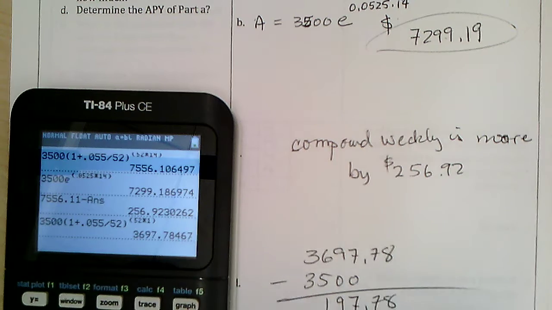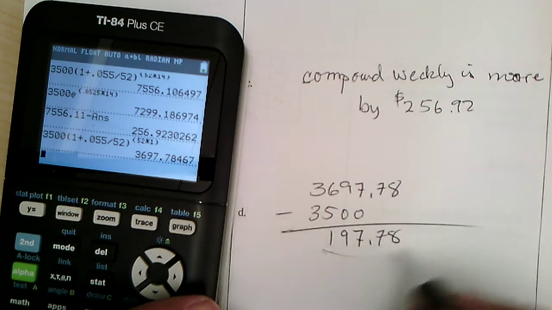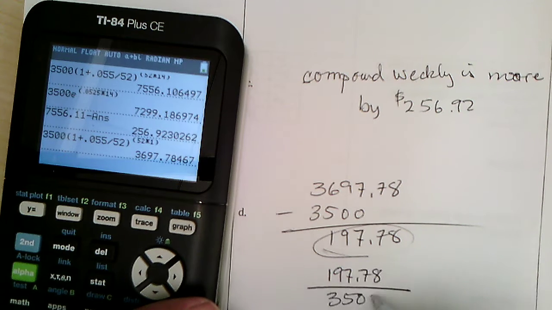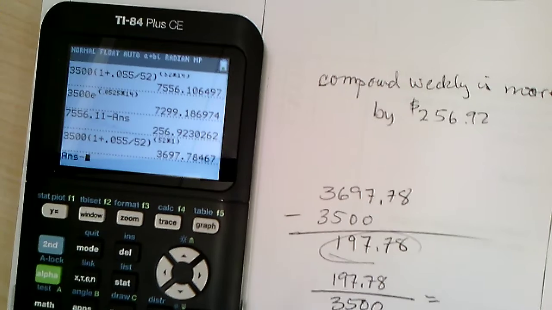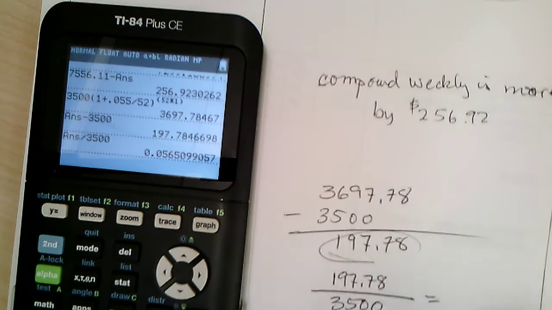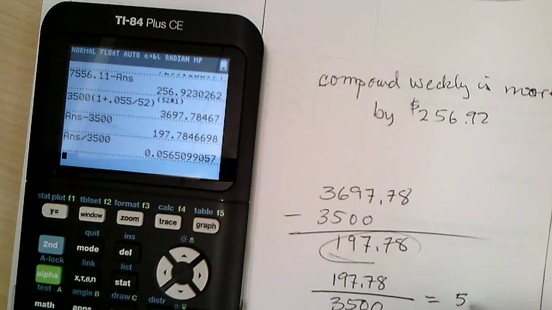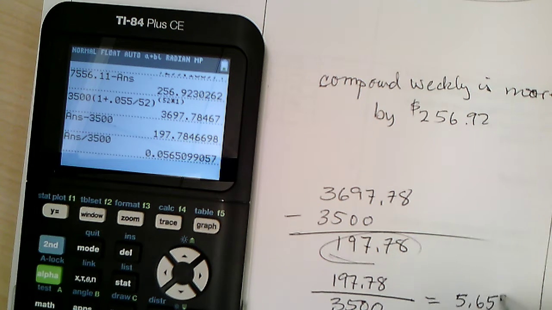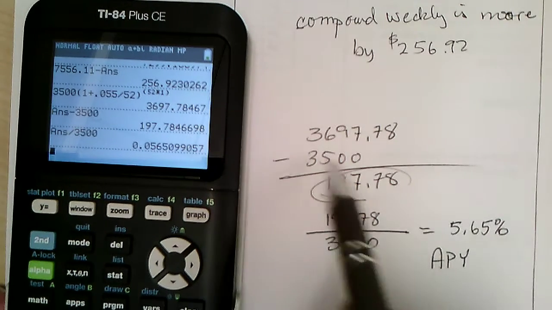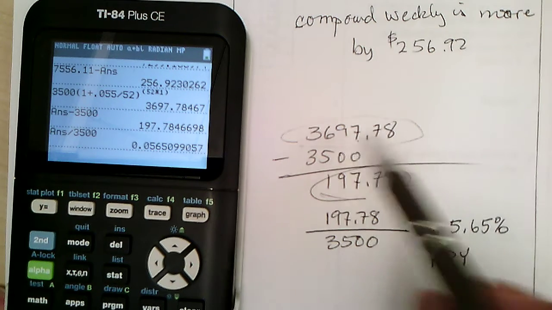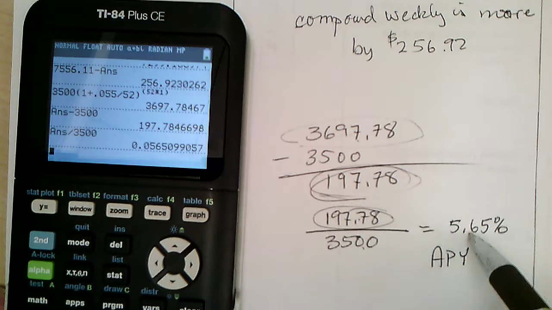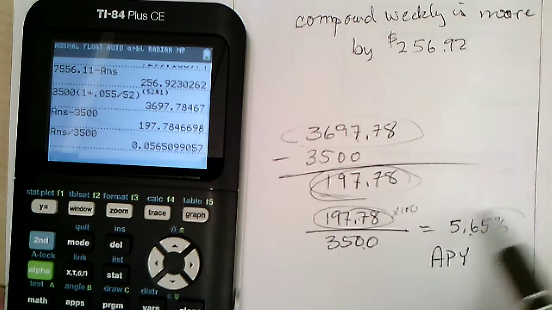197.78. And so the APY is how much the growth was, 197.78 over the starting amount. So I'm going to take away 3,500. That's how much it grew by, divided by the 3,500, and then multiply by 100 to make it percent, and it's 5.65% is the APY. Once again, how much it grows to in 1 year, how much more that is than what it started with, that difference divided by the starting amount, changed to percent by multiplying by 100, gives you the APY.